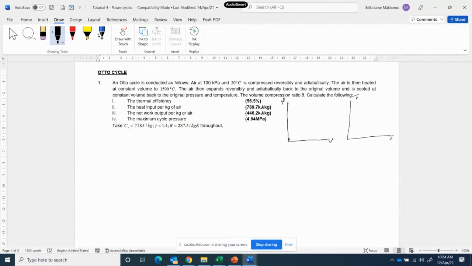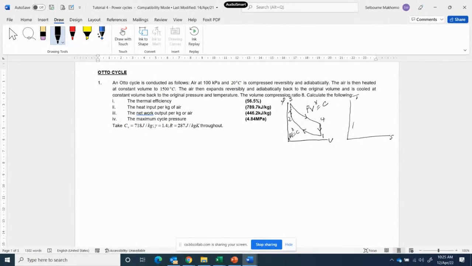Temperature entropy diagram, and then we said the Otto cycle has one compression, heat addition, expansion, and heat rejection. So this is a PV gamma because it's adiabatic. PV gamma is equal to C. Even here we have PV gamma is equal to C. So two adiabatics and two constant volume processes. This is our PV diagram.